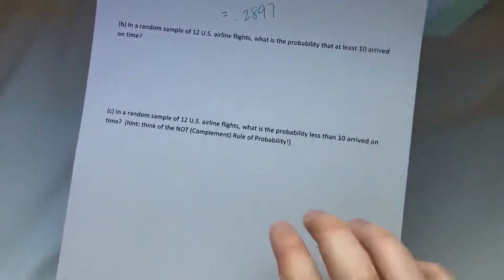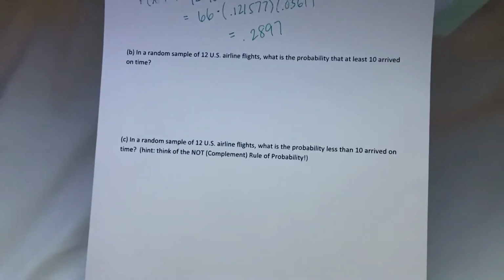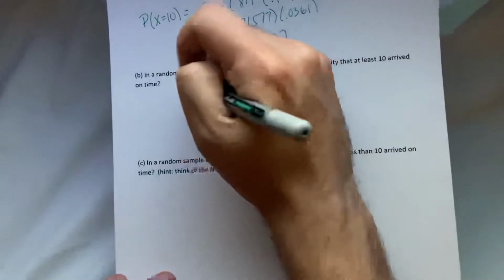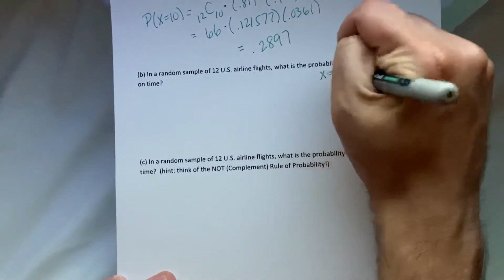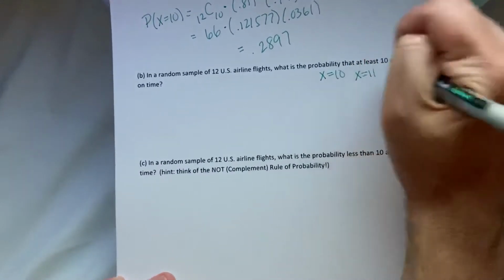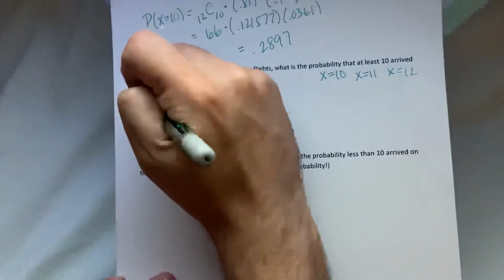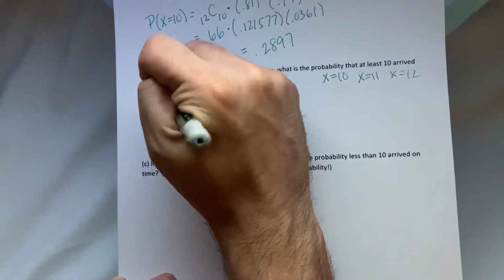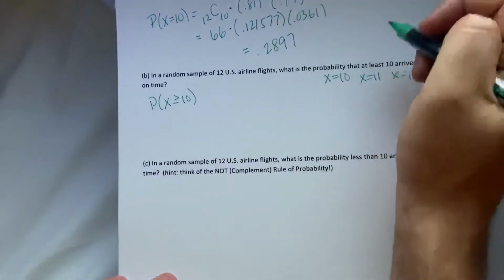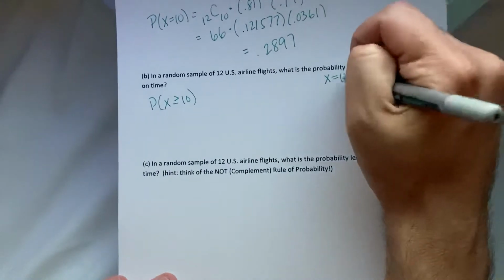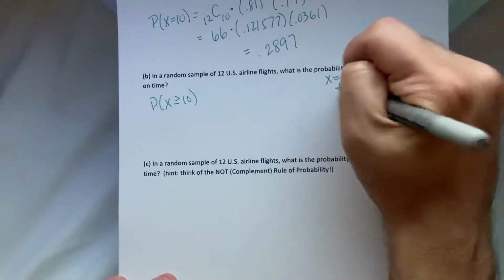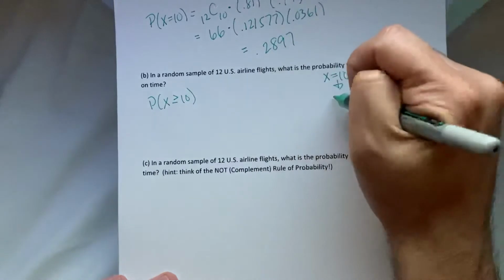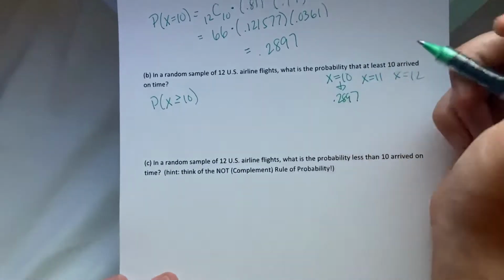It was an exactly. What happens though if it asks you what's the probability that at least 10 arrived on time? That means 10 could arrive on time, or 11, or 12. This is the probability that x is greater than or equal to 10. Now that means I have to do all of these and add them up. We already did the probability of x being 10 from before, 0.2897.